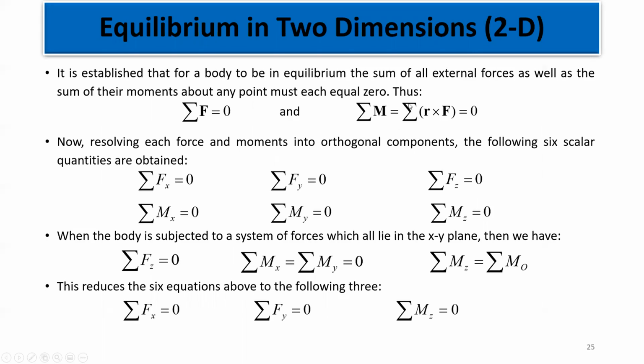So in summary, if I break down the summation of forces and then the summation of moments, then we say we are going to have 6 quantities. You see, for the forces, if you are dealing with 3 dimensions, we have Fx, Fy, and Fz. And then we have Mx, My, and Mz. So we have 6 of them.